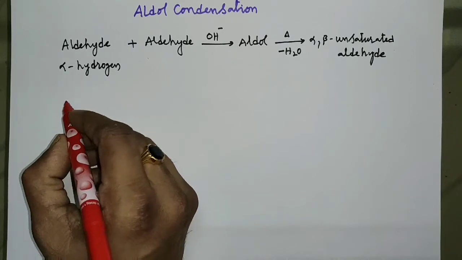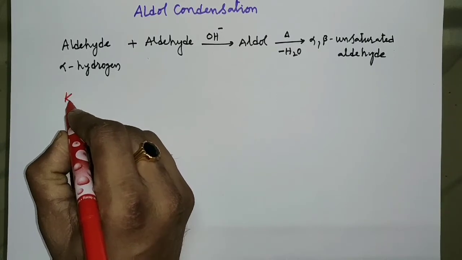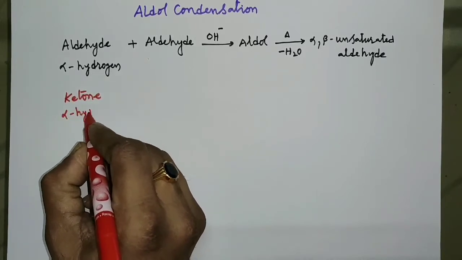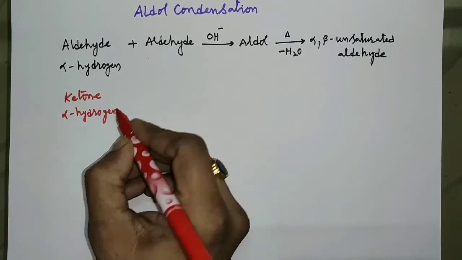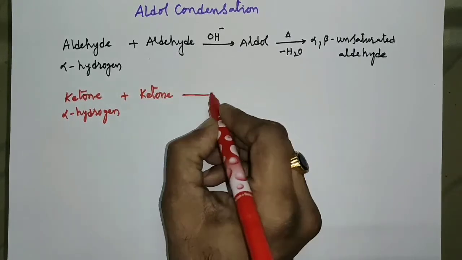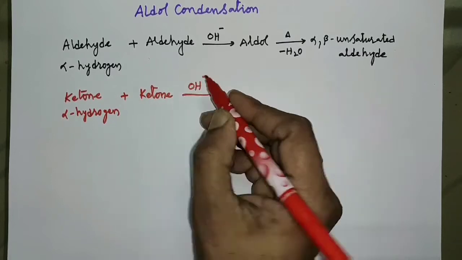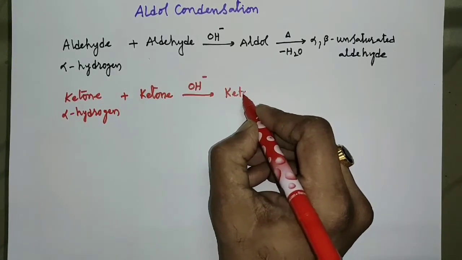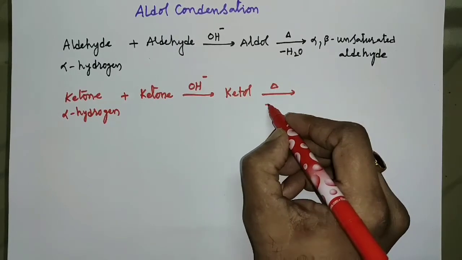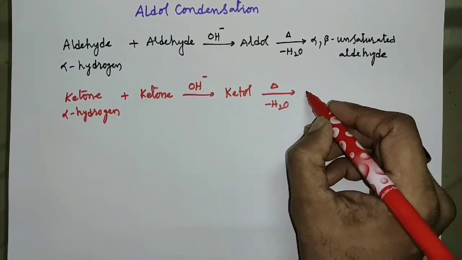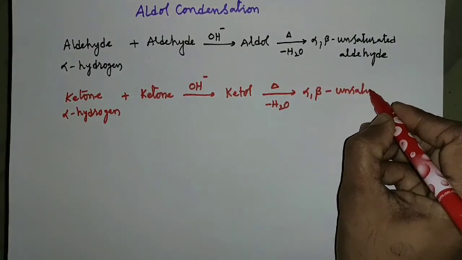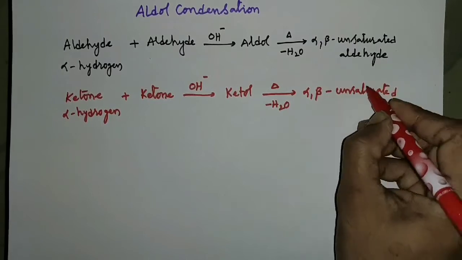Even this reaction can take place between two ketone molecules. A ketone which is containing alpha hydrogen combines with another same ketone in presence of basic medium to give ketol, which on further heating loses water molecule to give alpha beta unsaturated ketone.